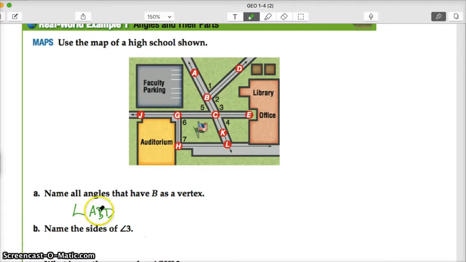Notice that B is the vertex. It always goes in the center when I name it. I'm going to use three points to refer to an angle, and the vertex is always in the middle. Or I could actually use this number that is right there in the interior and call that angle 1. So that's two ways to refer to this angle, either ABD or angle 1. And now I can refer to this other angle that has B as a vertex as angle DBC. Notice B is in the middle, or I can call it angle 2.